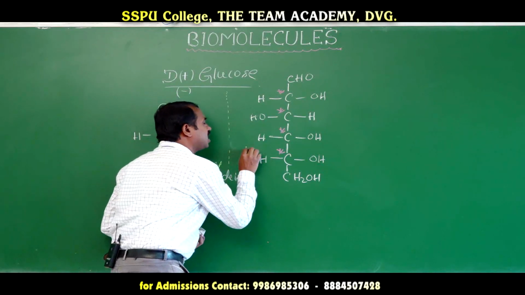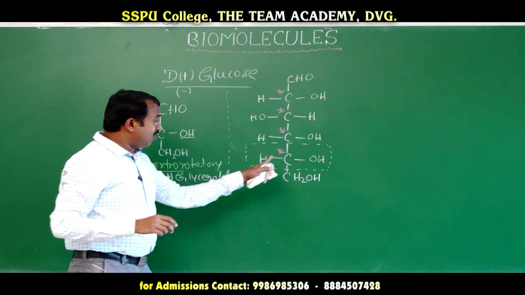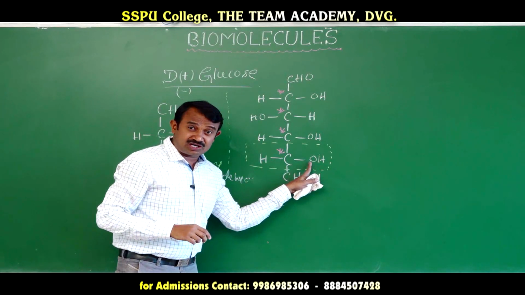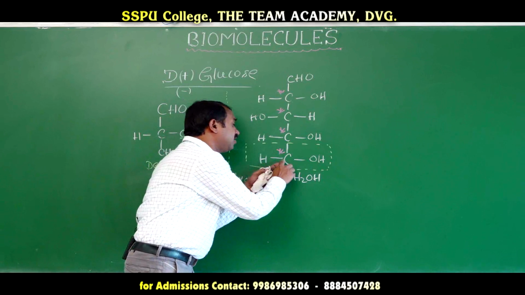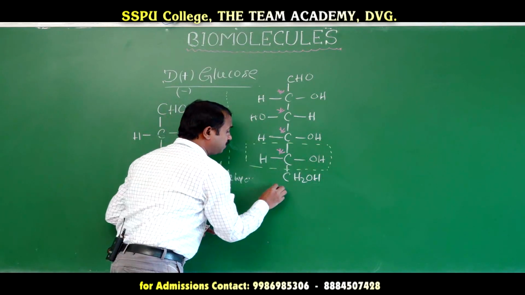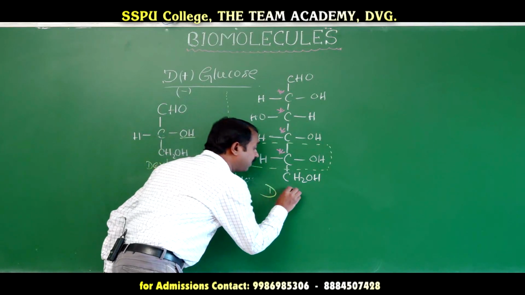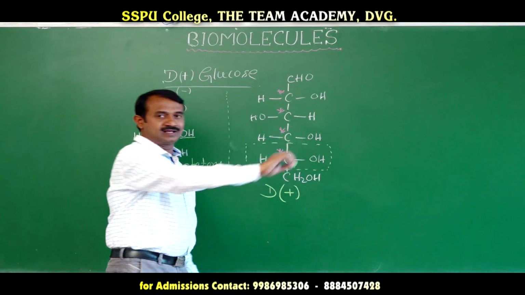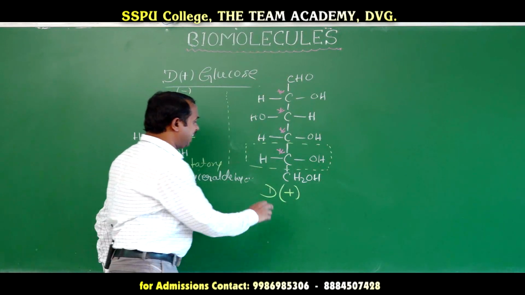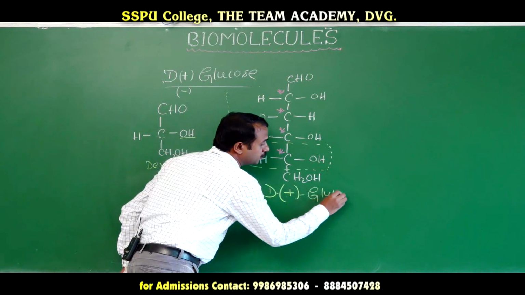The lowest optical active carbon is the lowest optical carbon. In glucose, the hydroxy group on the lowest optical active carbon is present on the right side. The hydroxy group on the right side is D, and the sign is plus, so it is D plus glucose.